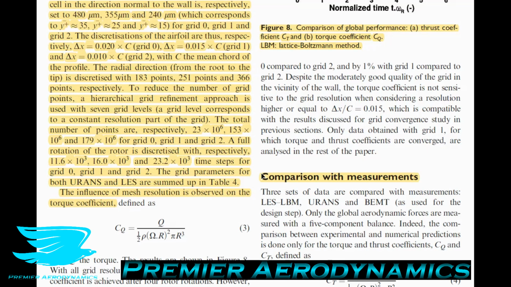And this is again another thing to keep in mind when you're doing lattice Boltzmann methods, because the time step is implicitly coupled with the grid refinement. The more refined the grid becomes, the smaller the time step has to be. And so we then get a huge number of time steps we need to just complete one rotation of the rotor. And this is why we see a reduction in the time step size as we increase the grid refinement. The influence of the mesh resolution is observed on the torque coefficient.